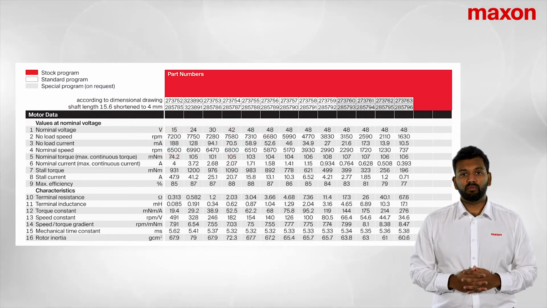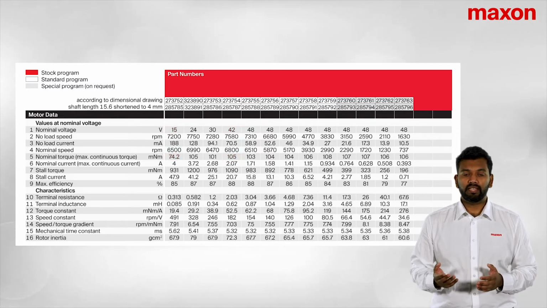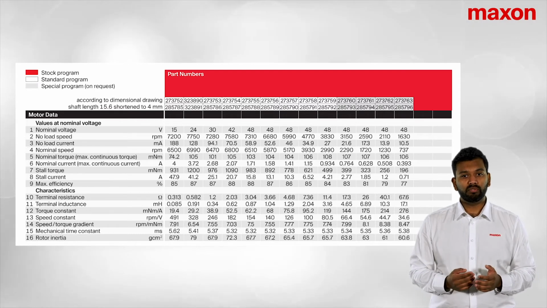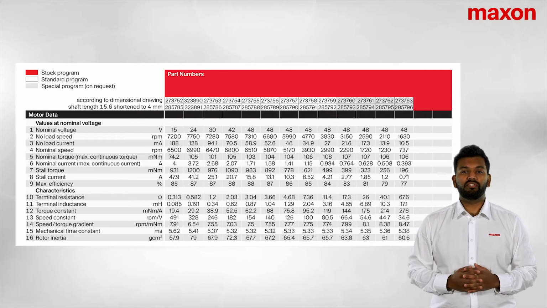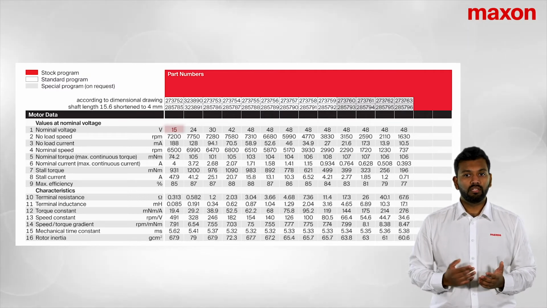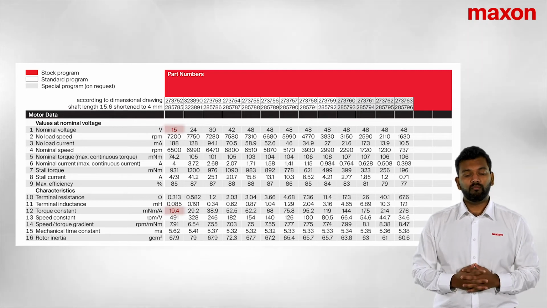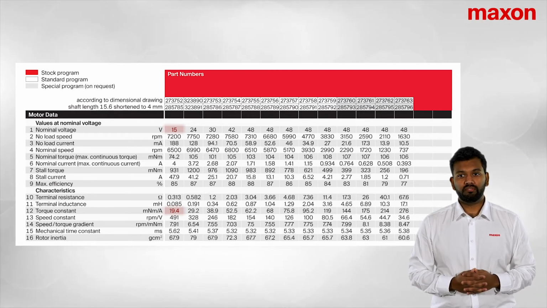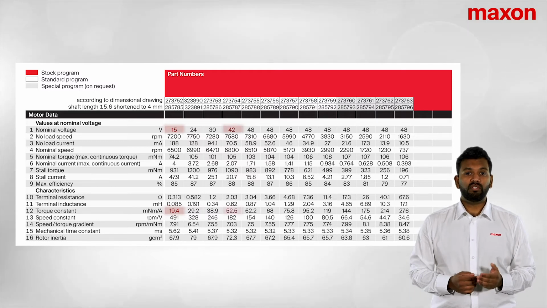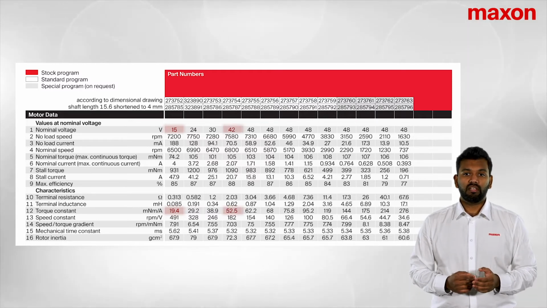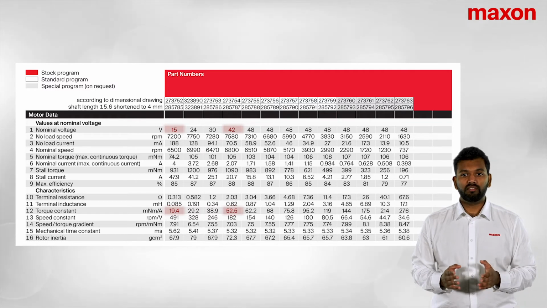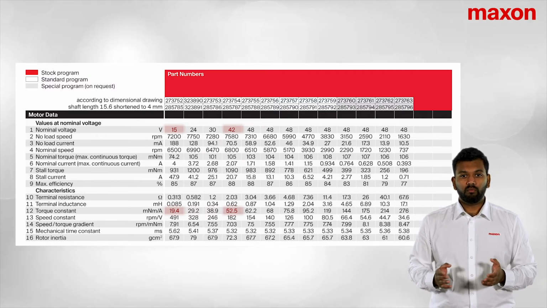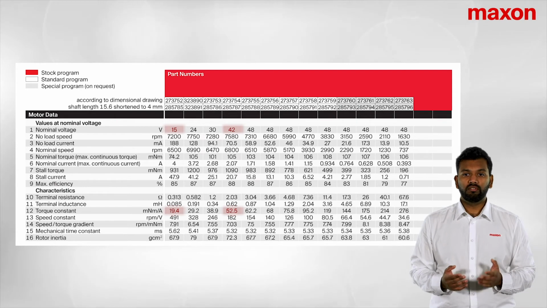So now if we move on to a real life scenario, say an application where your power supply can only produce 1 amp of current, and if we apply that to the 15 volt version, we can see that we can achieve 19.4 millinewton meters of torque. And then if we apply that same 1 amp to the 42 volt version, we can see we can achieve 52.5 millinewton meters. As you can see, when we apply the same current to both windings, the achievable torque differs. It almost doubles for the higher winding.